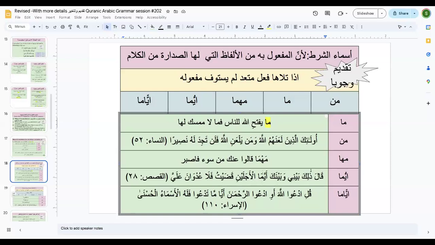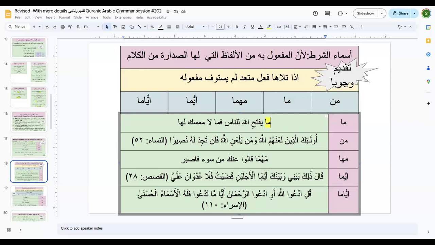So ayyama is here making an idafa with al ajalaini, right? So it is making an idafa. If you look at this, qadaitu, how is it related to qadaitu? Qadaitu is fi'l with fa'il, damir muttasil, ta' al-fa'il, right? Ayyamal ajalaini is maf'ulun bihi for qadaitu. And ayyama is also setting a condition here.